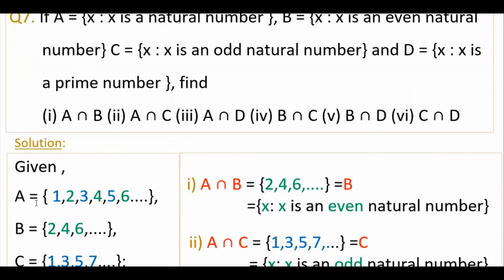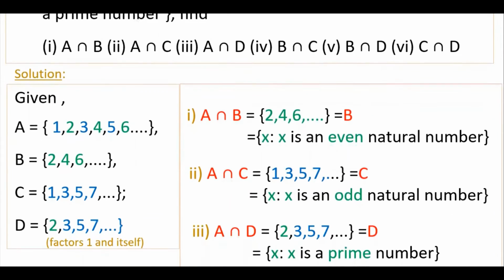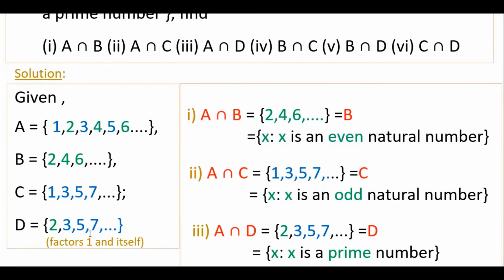So first write here A is equal to {x : x is a natural number}. Natural numbers are 1, 2, 3, 4, 5, 6, etc. And B is even natural numbers, so 2, 4, 6, etc. And C is odd natural numbers: 1, 3, 5, 7, etc. These are not divisible by 2, while even natural numbers are divisible by 2. And D is prime numbers. Prime numbers have only 1 and the number itself as factors. So those numbers are 2, 3, 5, 7, 11, 13, 17, etc. These are called prime numbers.